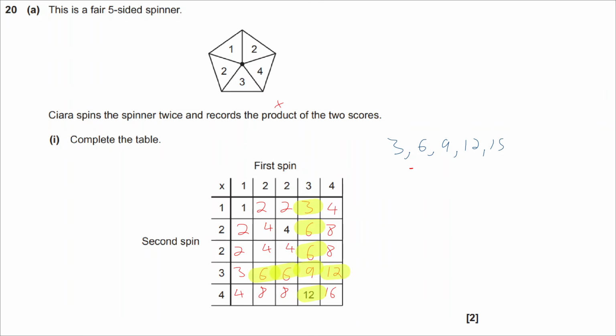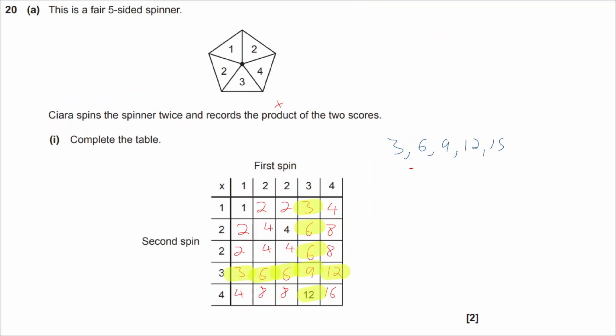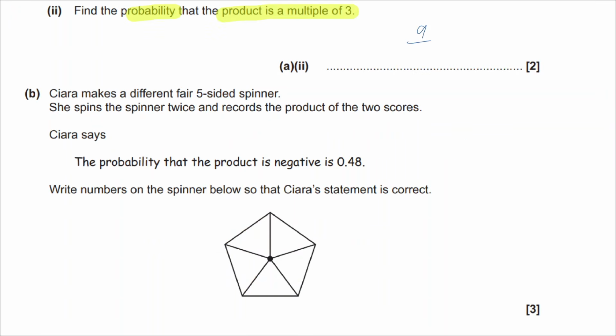So that is going to be 1, 2, 3, 4, 5, 6, 7, 8. I've missed out one, haven't I? Yeah, this one over here. You've got 1, 2, 3, 4, 5, 6, 7, 8, 9 numbers that are a multiple of 3. So 9 out of, probability is always out of the total. And you've got 25 different scores in total because you've got 5 here and 5 here. Times them together, you've got 25 different options in total. So 9 over 25 is your answer.